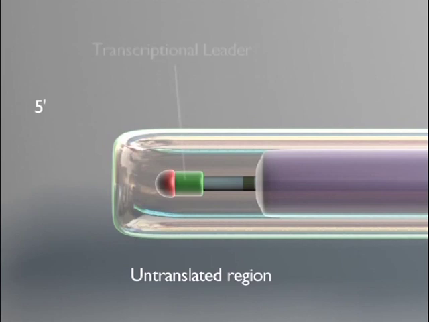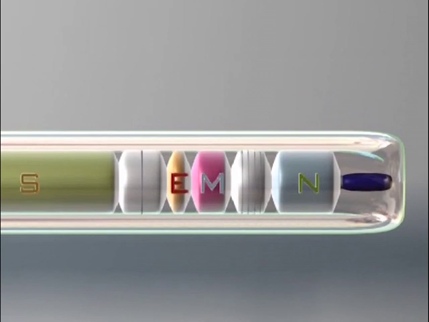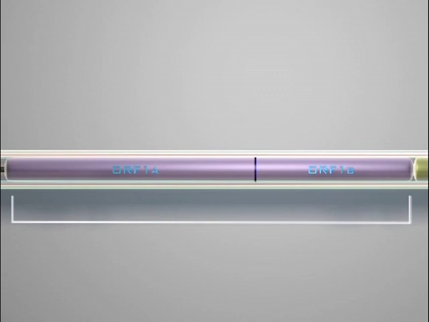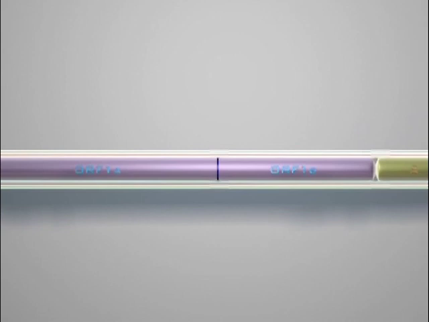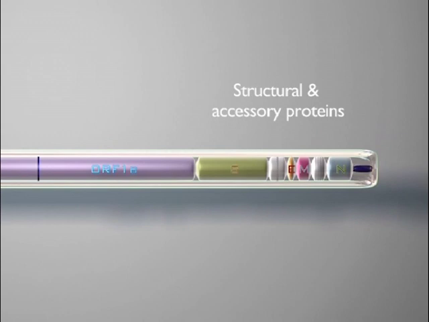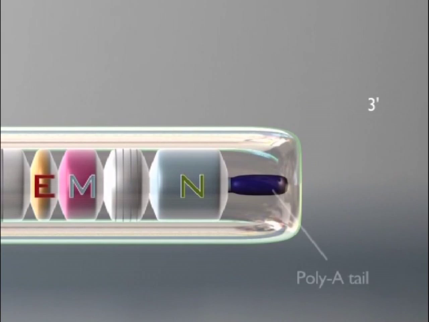Then follows the protein coding region of the genome, which is divided into at least 14 genes. The biggest part of this genome, open reading frame 1A and open reading frame 1B, encodes the viral non-structural proteins. The non-structural proteins are the enzymes that will eventually form the replicase transcriptase complex, which directs genome replication and subgenomic RNA synthesis. The rest of the coding region codes for the structural and accessory proteins. Finally, at the 3' end, we find another untranslated region, which ends with a poly-A tail.